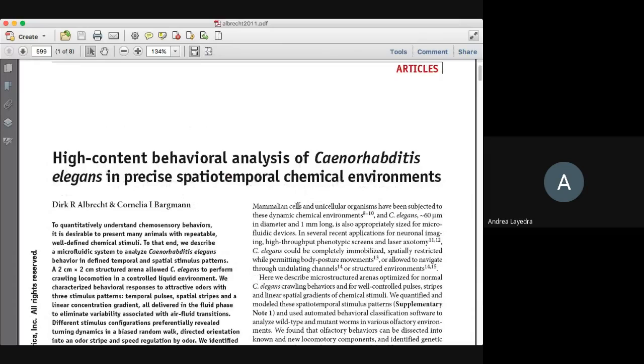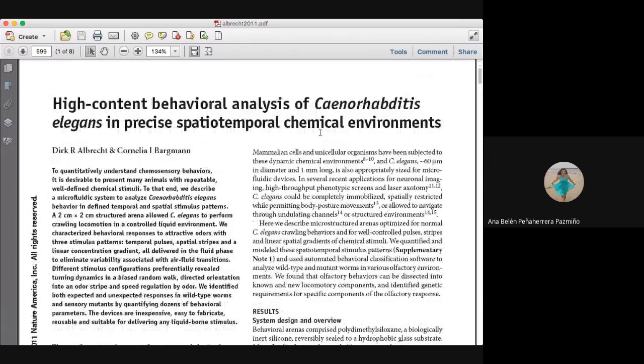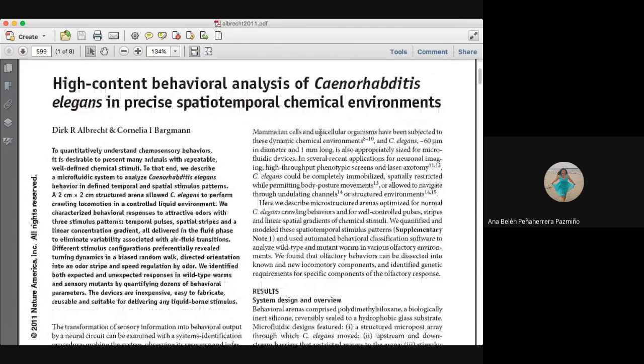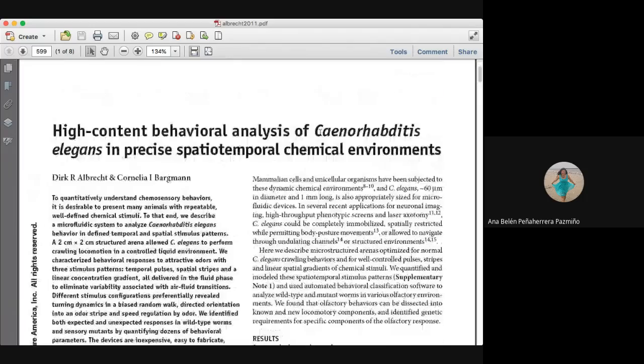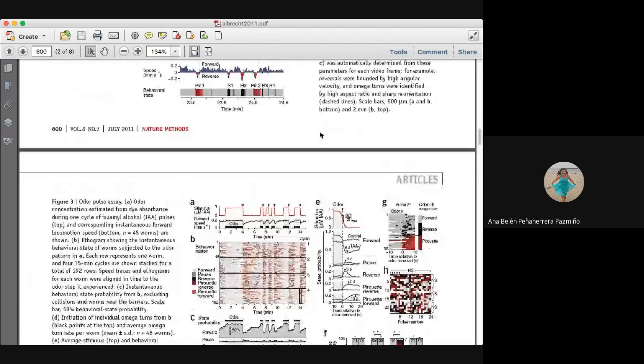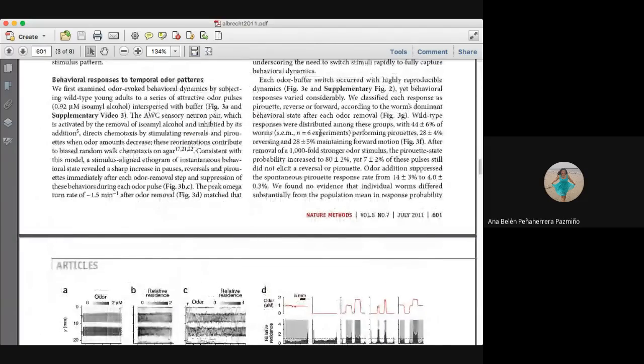Okay, in this case, I am going to talk about this parasite that is very known. This is the Trypanosoma. In this case, Trypanosoma... no, this is not my paper. Sorry.